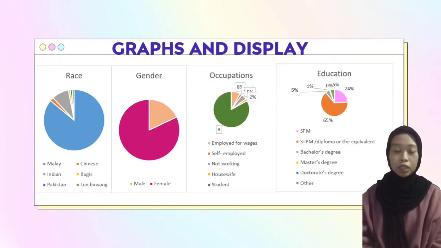So I am going to present about graph and pie chart. So firstly is race, which is the majority race for coffee drinkers is Malay.